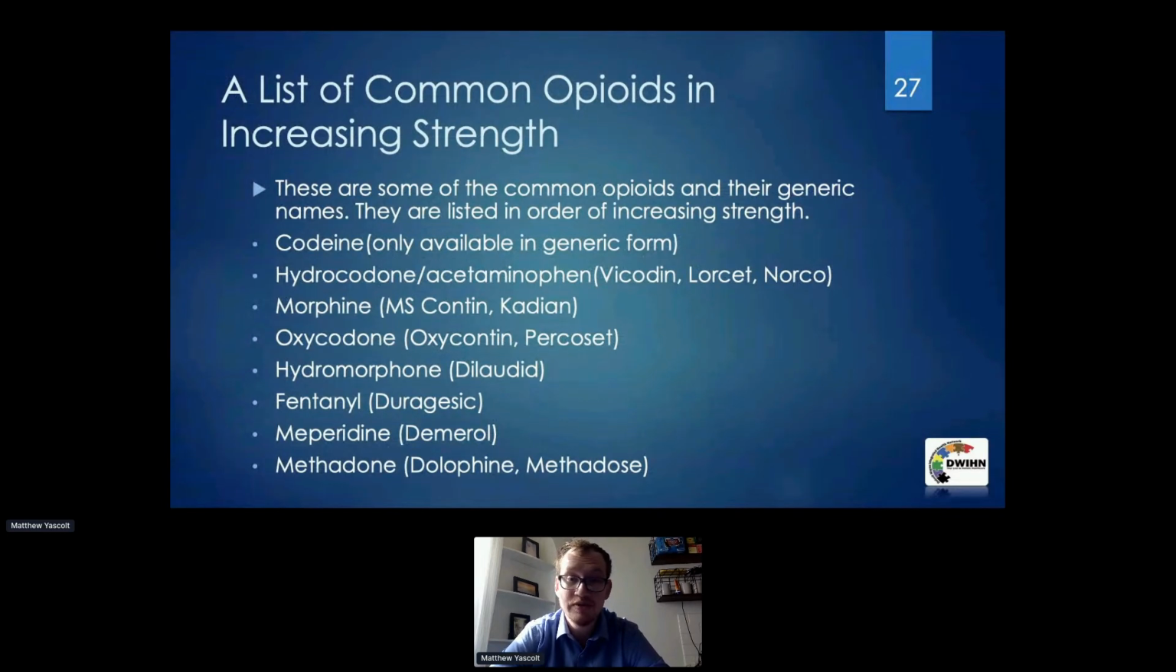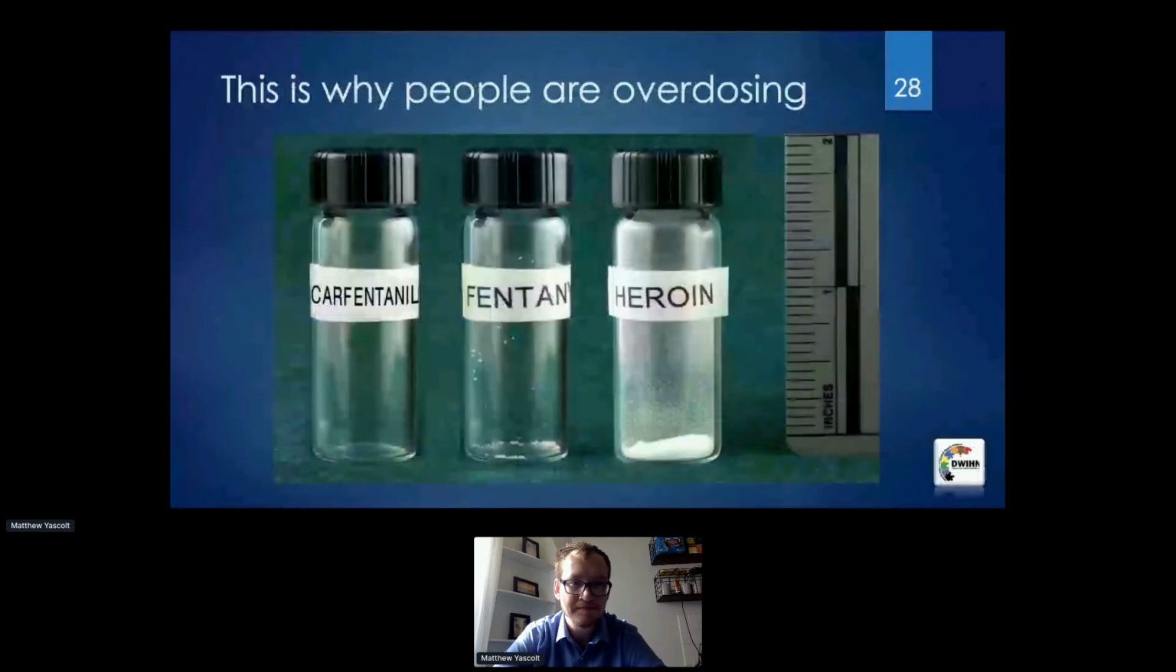Here's a list of common opioids in increasing strength, from codeine to methadone. So codeine being the weakest and methadone being the strongest. We talked about carfentanil, fentanyl, and heroin. This is the lethal amount of those substances for an individual who has no opioid tolerance at the time. So of course, as use progresses, tolerance increases, and individuals need more to get the same effect that they had when they were at baseline.